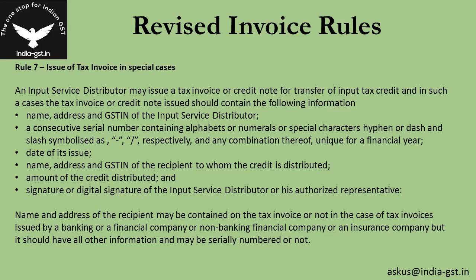Date of its issue. Name, address and GSTIN of the recipient to whom the credit is distributed. Amount of the credit distributed, and signature or digital signature of the input service distributor or his authorized representative. Name and address of the recipient may or may not be contained on the tax invoice in the case of tax invoices issued by a banking company or a financial institution or non-banking financial company or an insurance company, but it should have all other information and may be serially numbered or not.